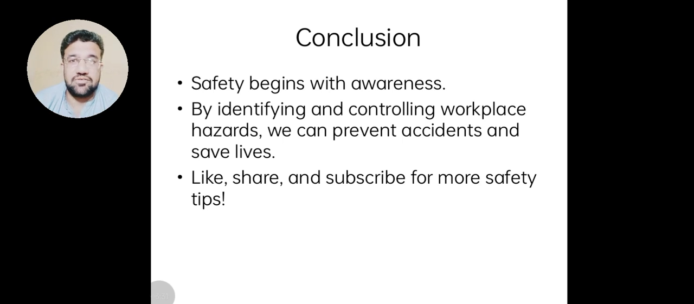The conclusion is that safety begins with awareness. Safety is not the task of one person, only the safety officer, but it is about awareness. All of us together can do safety. By identifying and controlling workplace hazards, we can prevent accidents and save lives.